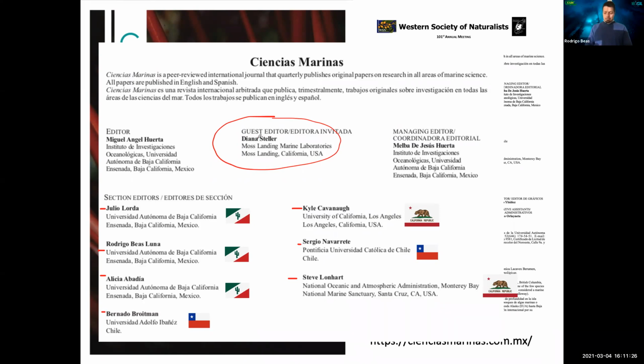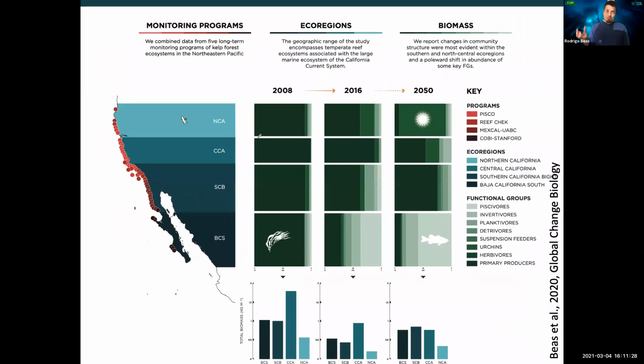And so, to business. This is the graphical abstract of one of the recent papers that I had the honor to coordinate, and I would like to use it as a framework for this talk.